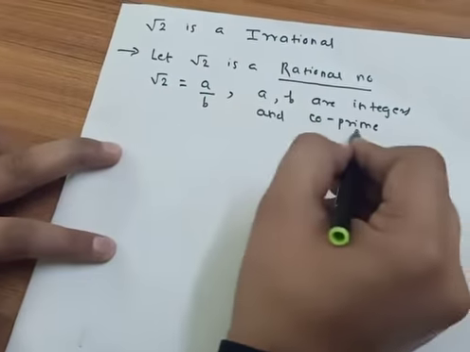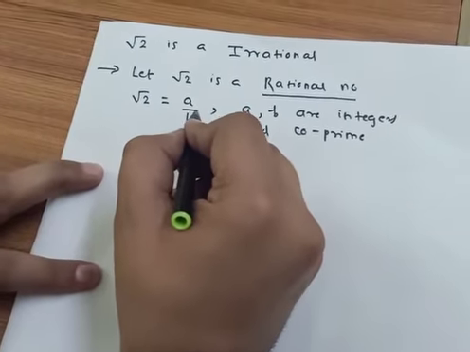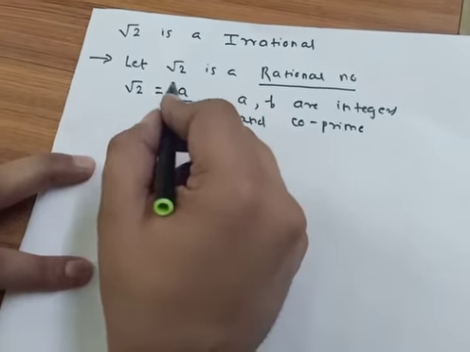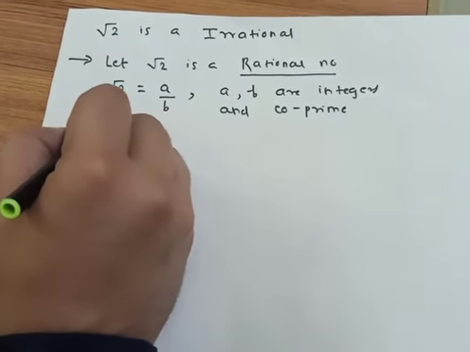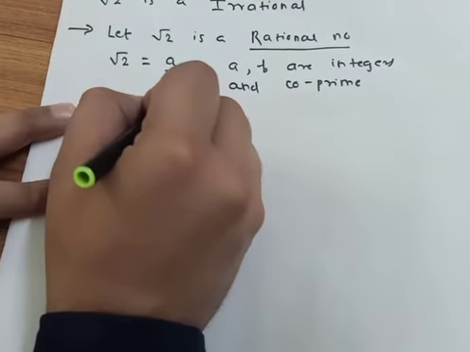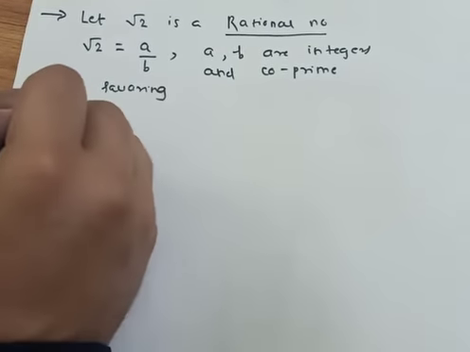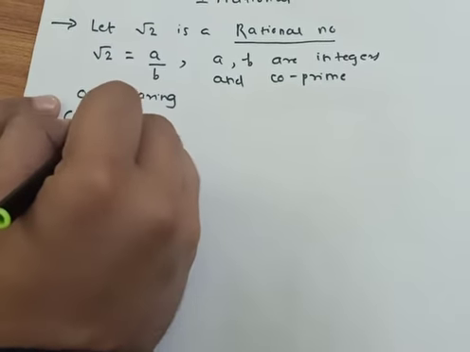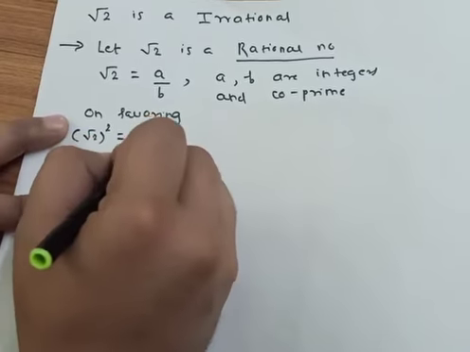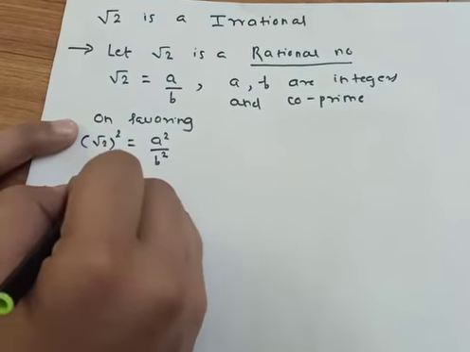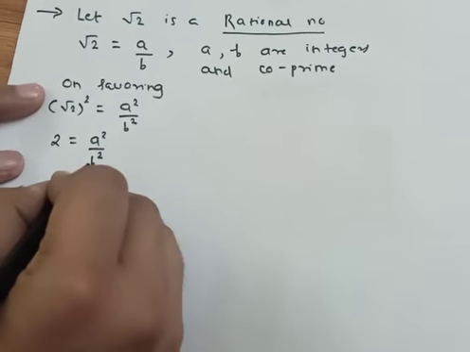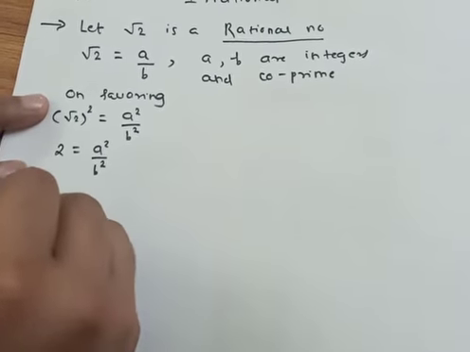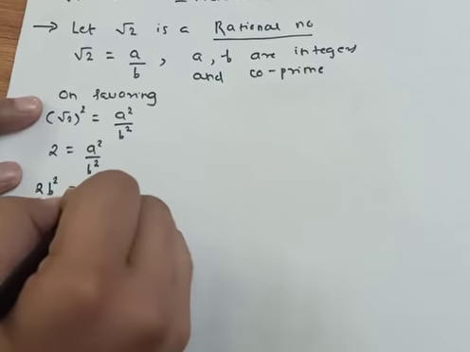So we have assumed that a and b are integers and co-prime numbers. It means that a and b are not divided by any number; they don't have any factor other than 1. Now we square both sides. What is the square of root 2? Root 2 square equals a square upon b square. Root 2 square is 2, so 2 equals a square upon b square. When b square is shifted to this side, it becomes a multiplier. So 2b square equals a square.